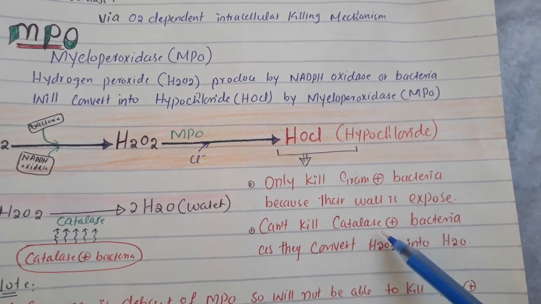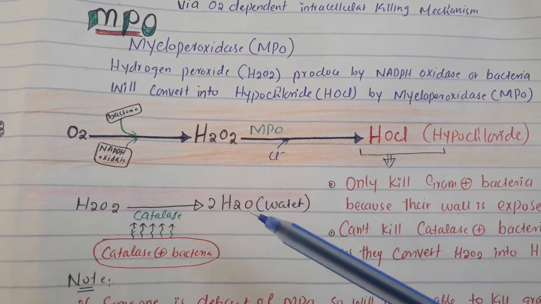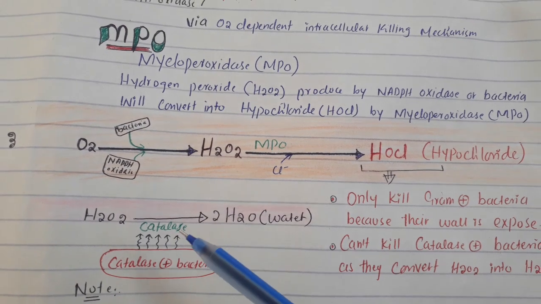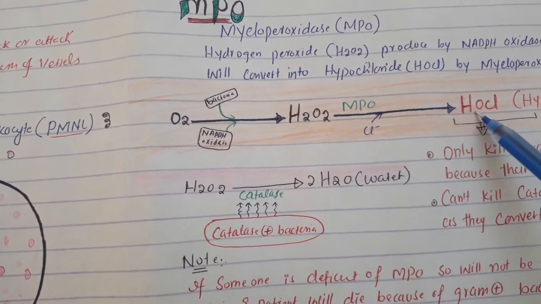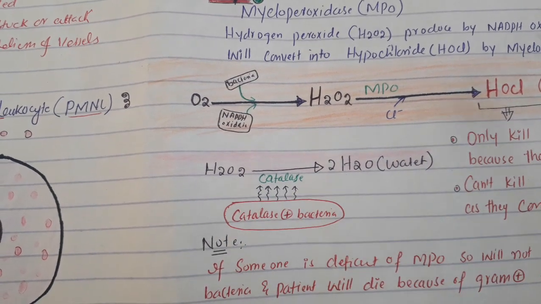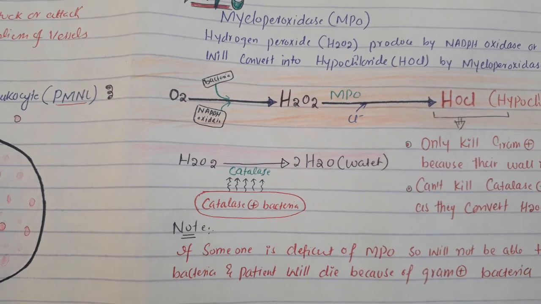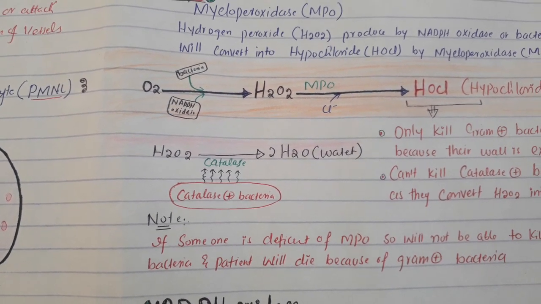It cannot kill the catalase-positive bacteria. Why? Because the hydrogen peroxide can be converted into water with the help of the catalase enzyme, which is produced by catalase-positive bacteria. So then this H2O2 is not going to form HOCl, because it is going to convert into water. I already uploaded other videos on my channel about catalase-positive bacteria.